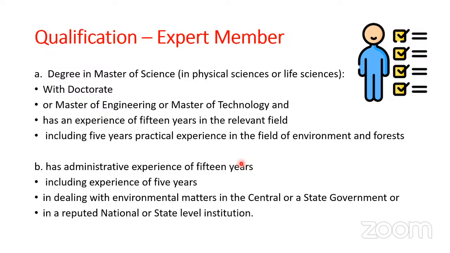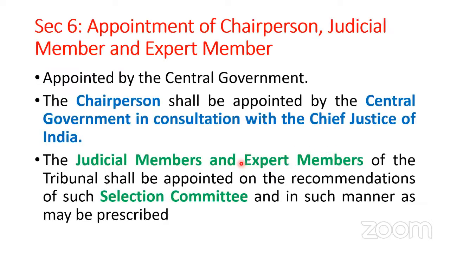Okay, so section 6 என்ன சொல்றாங்க அப்படின்னா appointment of chairperson, judicial member and expert member. So chairperson, judicial member and expert member of the tribunal shall be appointed by the central government. So who shall appoint all these? It has been appointed by the central government.